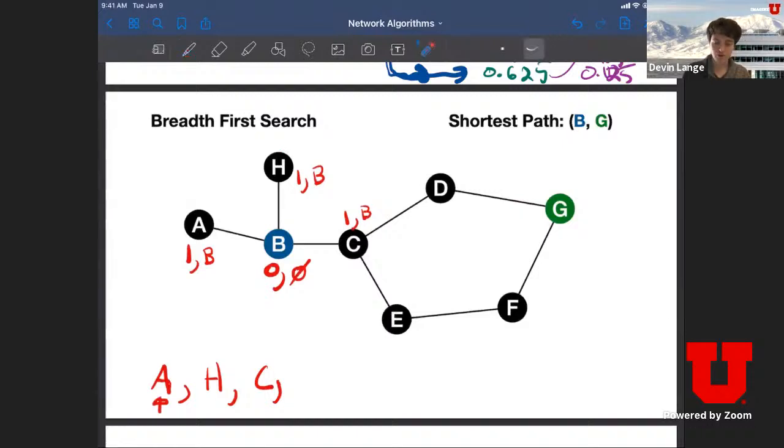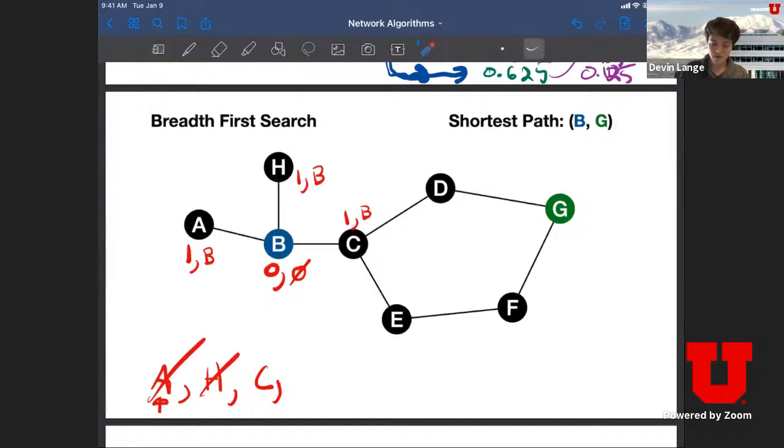When we look at A, we look at all the neighbors of A. And the neighbors of A include B. Turns out B already has this sort of bookmarking written down for it. So we actually ignore it. We do nothing. And there are no other neighbors. So we're done with A. And it's the same exact situation with H. The only neighbor of H is B. So we're done there also.